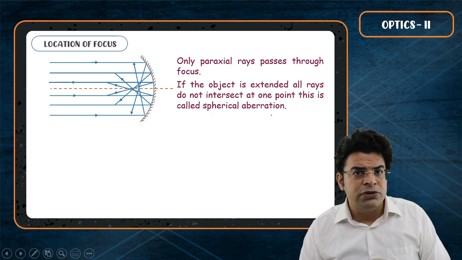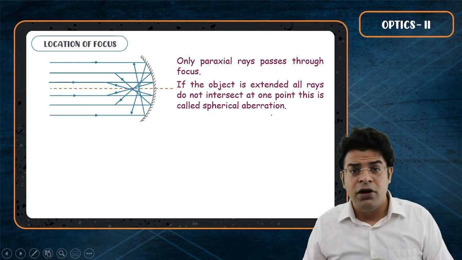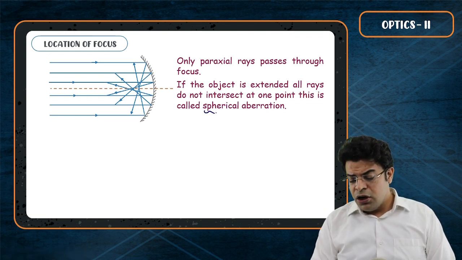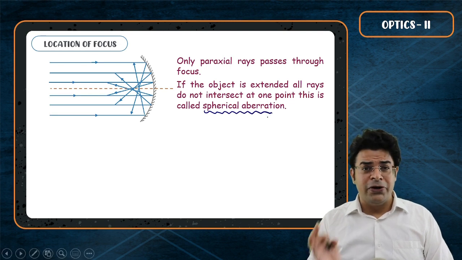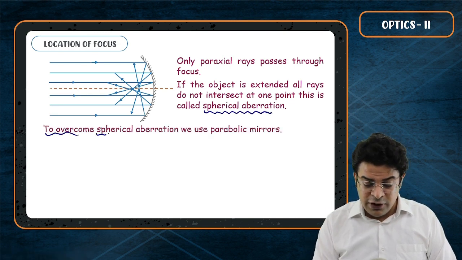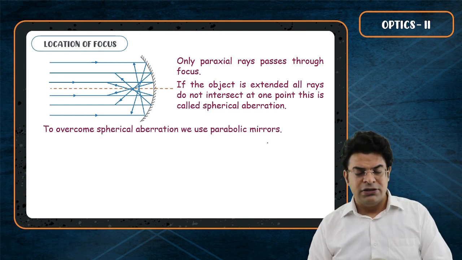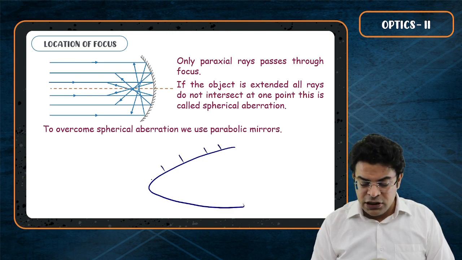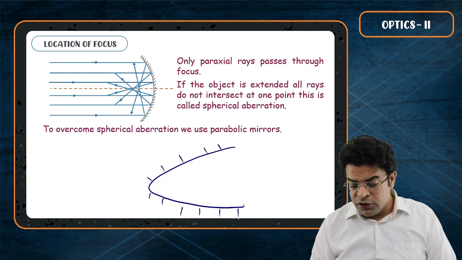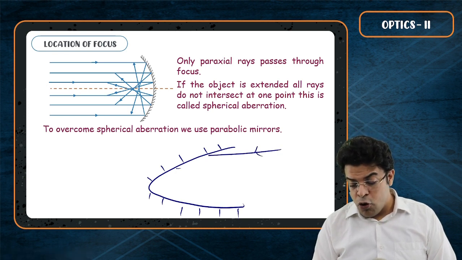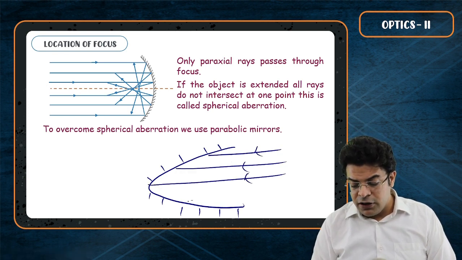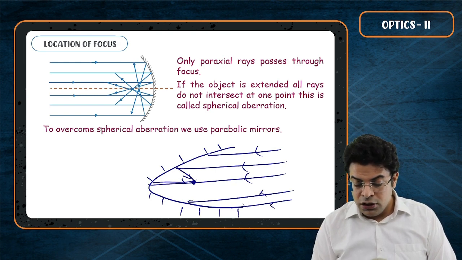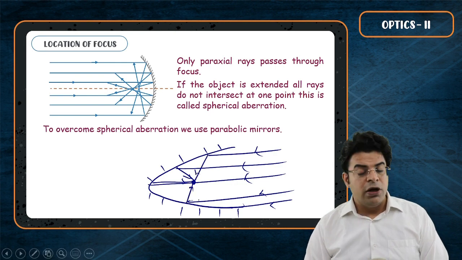Now the question comes, how to remove spherical aberration? To remove spherical aberration, do not use a spherical mirror. So the solution to overcome spherical aberration is simple: use a parabolic mirror. So what is the meaning of a parabolic mirror? A parabolic mirror is a mirror whose cross section looks like a parabola. For such a mirror, if you hit parallel rays over it, then all the rays after reflection pass through a single point, and that single point is called the focus of the parabola.